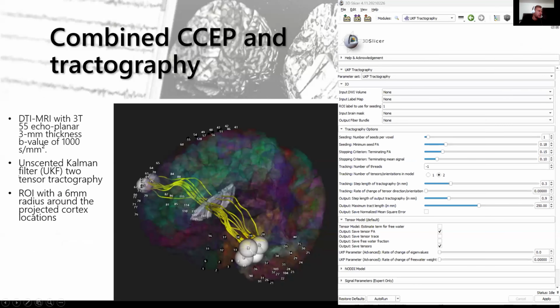So here, the unscented Kalman filter, a 2-tensor tractography, gives also the possibility to identify crossing fibers. And with that, we can now define some regions of interest where we want to get the fibers that are going from our stimulation start point through the corpus callosum into the measured endpoints where we saw the CCEP.